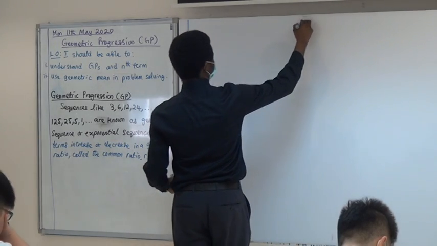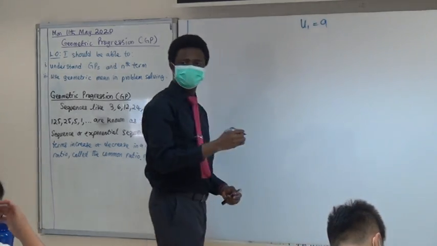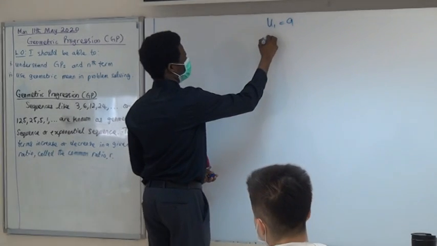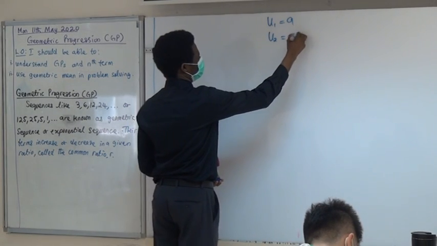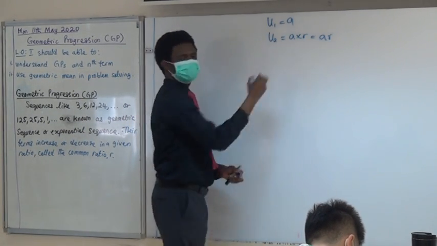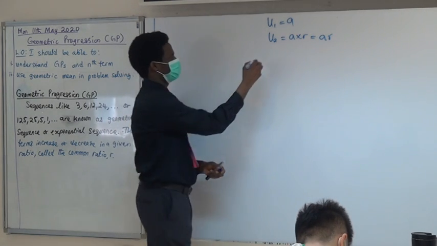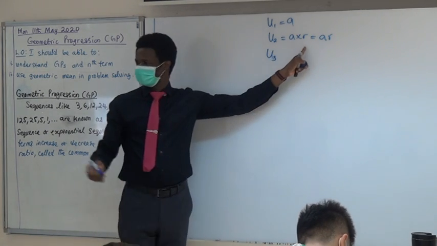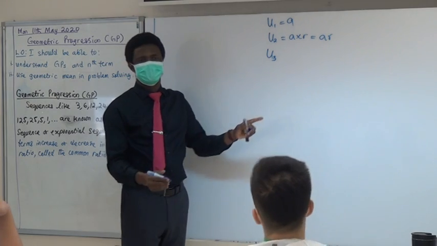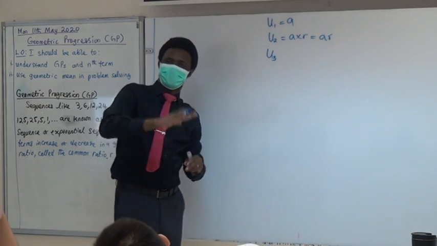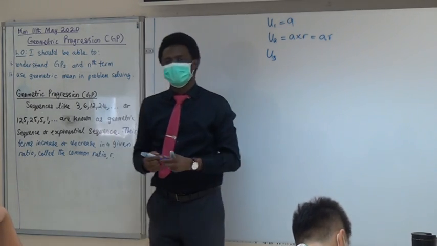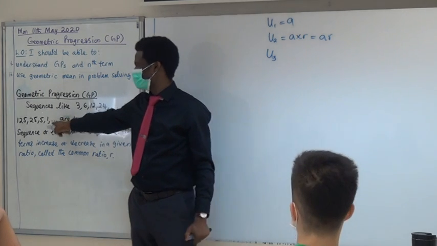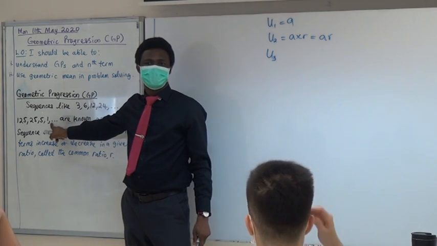So let's see. The first term, U1, is A. The second term will be A times R. That's AR. Right? The third term. How did we get all this? Do you understand? Yeah. Okay. So any term you need, you multiply by the common ratio. Don't think about divide, because in this case, it's like divided by 5, right?